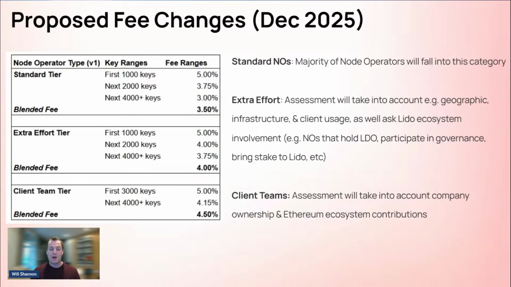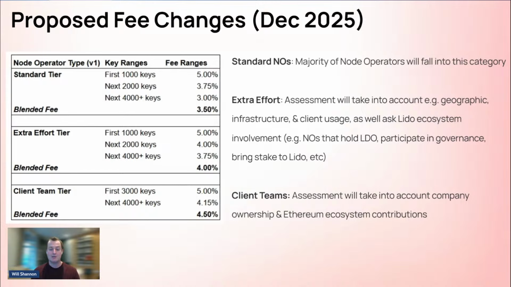This is to reflect the higher fixed costs that Lido professional node operators have to basically be ready to support thousands of validators worth of stake, to have on-call schedules, to be responsive when it comes to incidents. The next 2,000 keys would have a 3.75% range, and all keys after that would have a 3%. But what that means, based off the fact that most node operators in Lido today in the curated module are running over 6,000 validators, that would be a blended fee of 3.5%.